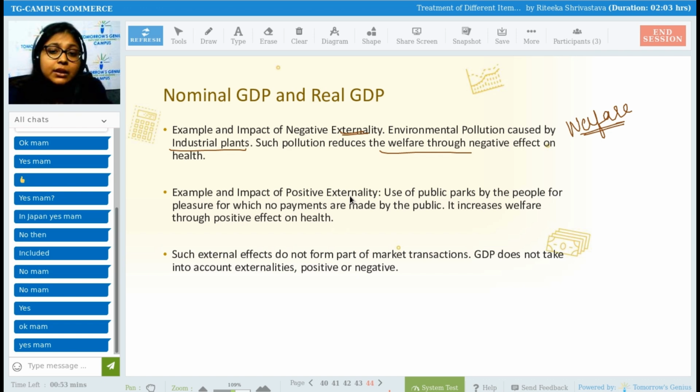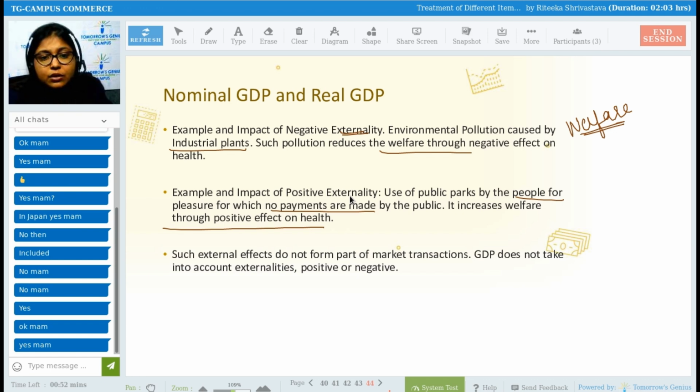Whereas for positive externality, take the use of public parks by the people for pleasure, for which no payments are paid by the public. It will increase the welfare through positive effect on health. Use of public parks, construction of dams, construction of roads. If good roads are constructed, then accidents will be less. Travelling time will be saved. So all these things are positive externalities which take place in the economy, and this can be stated as the welfare of the people.